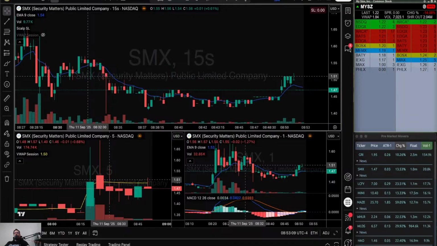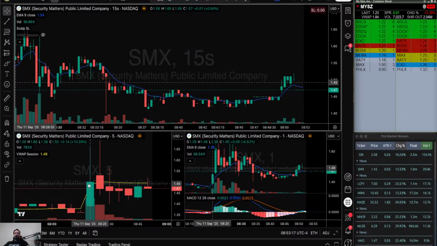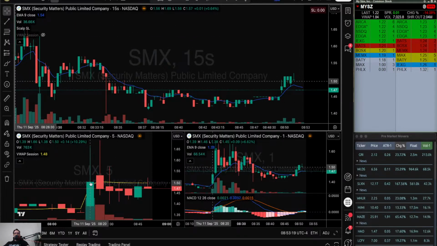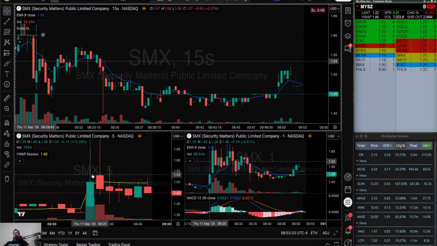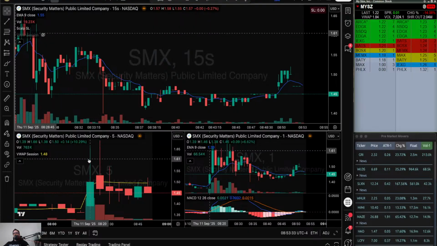SMX. Oh, look at those topping tails in the 5 minute. That's something you want to stay away from. When you see a good move like this, and it gives back half the move, just be a little leery about trading it. And when you see a double topping tail like that, just stay away. These little tweezer tops like that, just stay away.